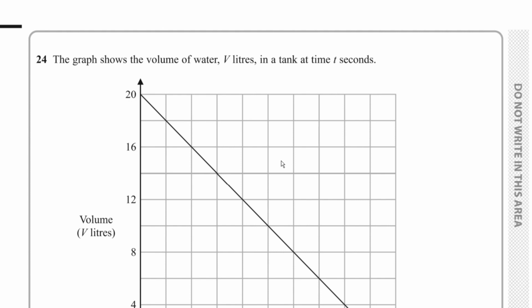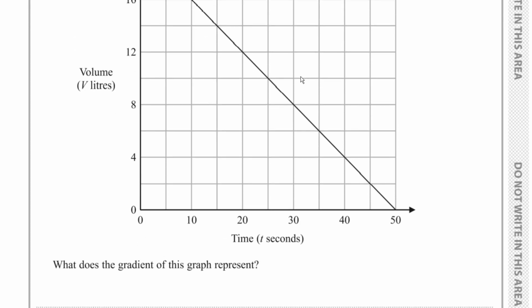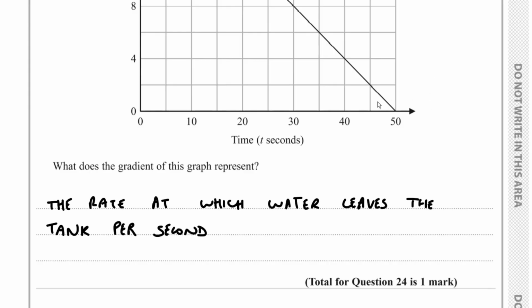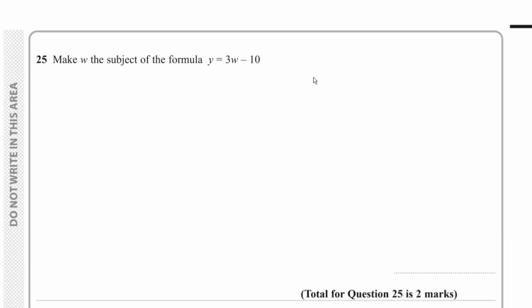Question number 24. The graph shows the volume of water v litres in a tank at time t seconds. What does the gradient of this graph represent? Well, it represents the rate at which the water leaves the tank per second.